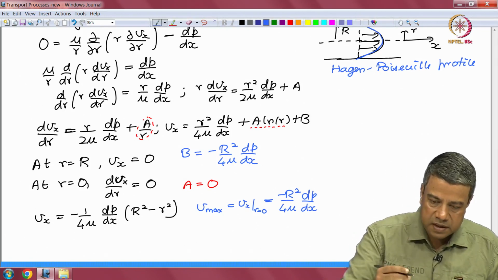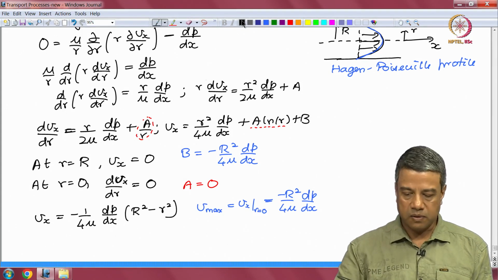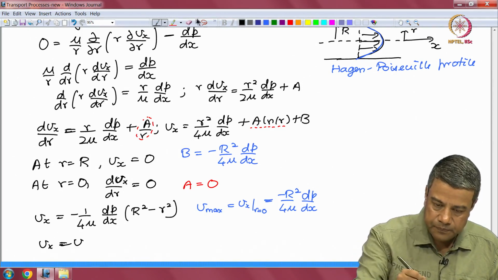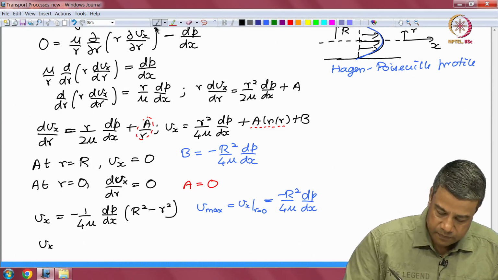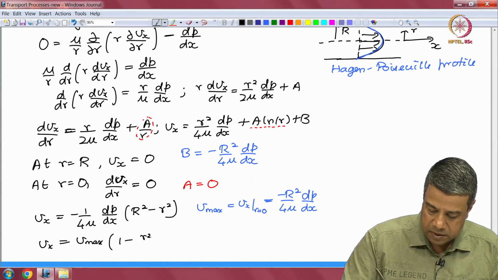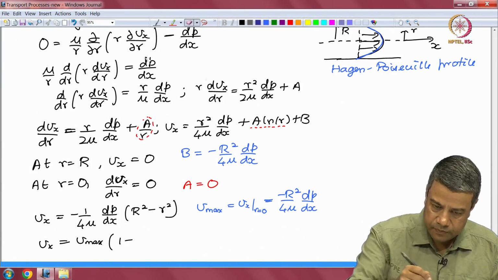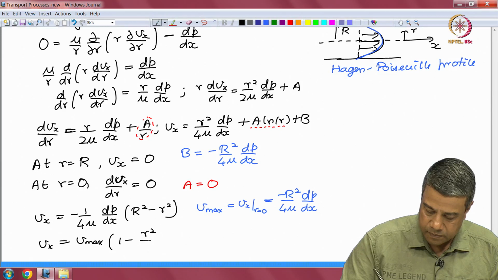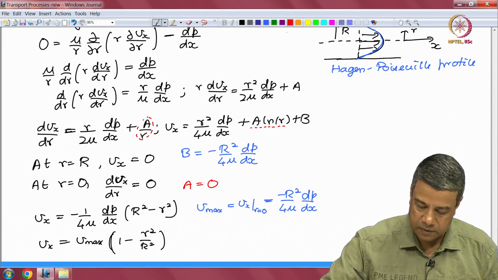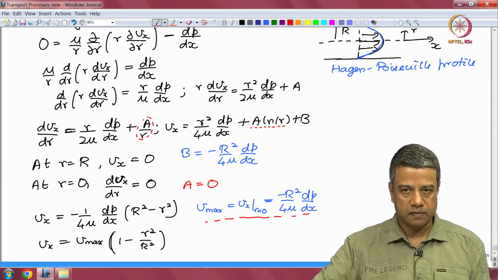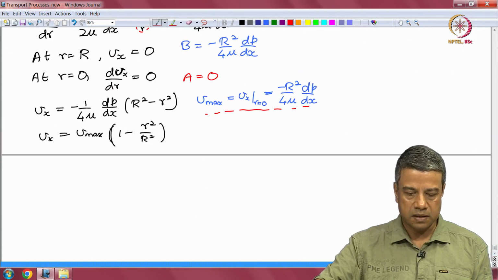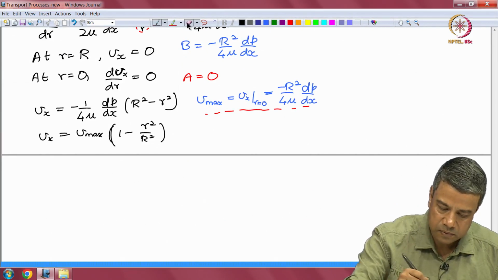I can also express Vx in terms of this Vmax by dividing throughout by Vmax. I will get Vx is equal to Vmax into 1 minus r square by R square, when expressed in terms of this maximum velocity Vmax at the center of the pipe. At r is equal to 0, it is equal to Vmax, and at r is equal to capital R, it is equal to 0.